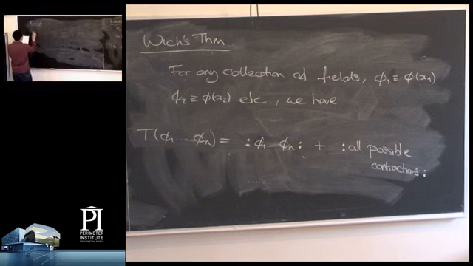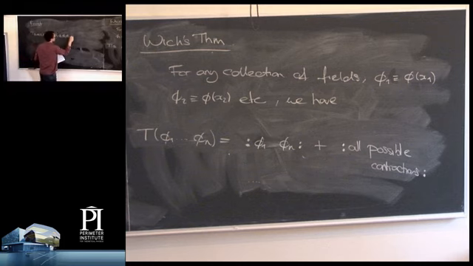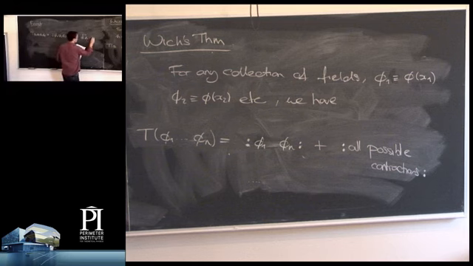An example is to take four fields, an operator that's a string of four of the same fields evaluated at four different points. So what do I mean by this? The time-ordered product is equal to the normal-ordered product plus all possible contractions. So what does all possible contractions mean? Well, firstly, I can contract phi1 with phi2, or phi1 with phi3, or phi1 with phi4, or phi2 with phi3, or phi2 with phi4, or phi3 with phi4. That's six terms right there. The contraction is the Feynman propagator between x1 and x2, and it's just a number. What I'm left with is an operator that I continue to normal order.